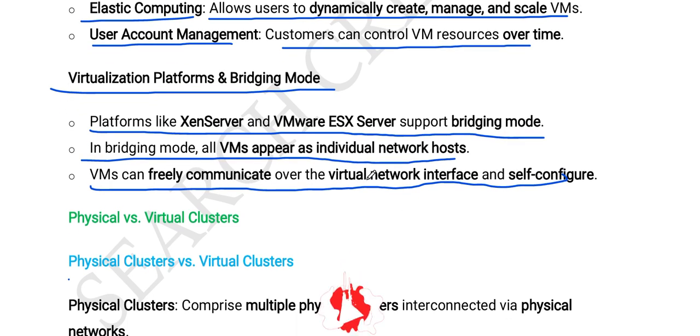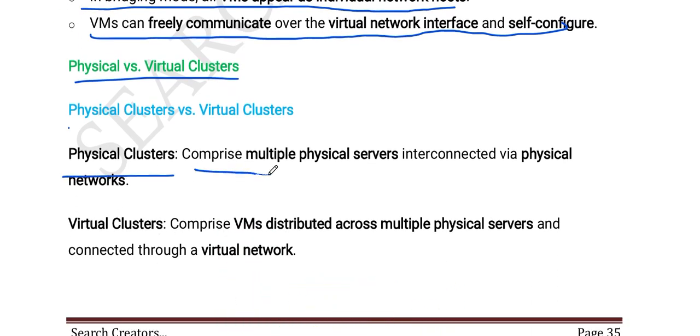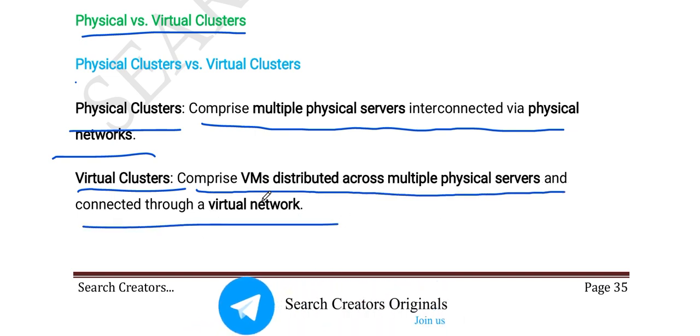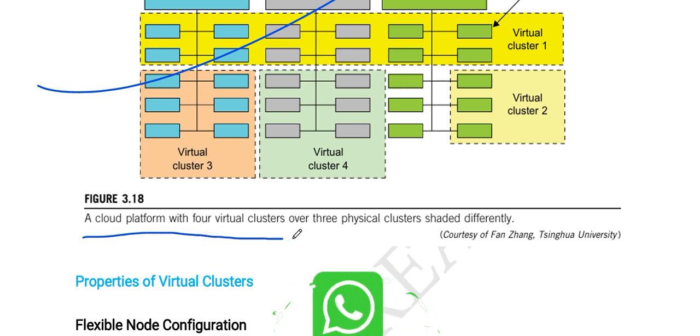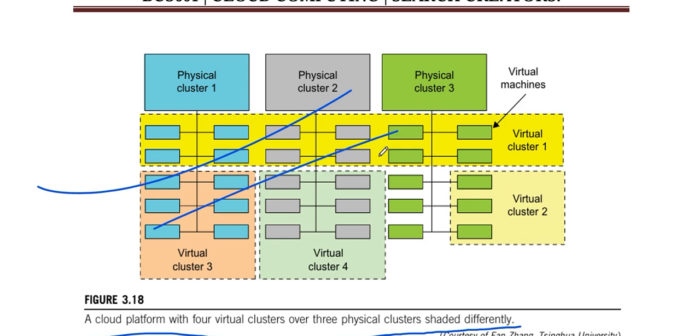Next is physical and virtual clusters. A physical cluster comprises multiple physical servers interconnected via physical networks. Virtual clusters comprise virtual machines distributed across multiple physical servers and connected through a virtual network. Like in a physical cluster, they are interconnected via physical networks, but in a virtual cluster, they are connected through a virtual network. Next, in this figure, we can observe a cloud platform with 4 virtual clusters over 3 physical clusters shaded differently.